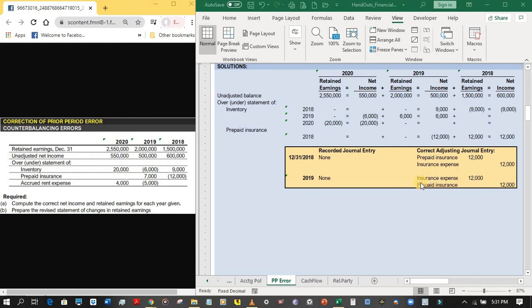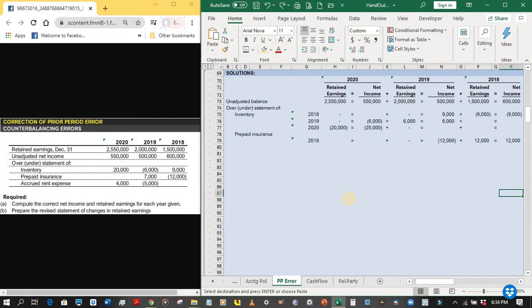However, because of the entity's failure to prepare these journal entries, the insurance expense was erroneously recorded in 2018. That is why the 2018 net income is understated, because the insurance expense was erroneously recorded in 2018. And since the entity did not record the insurance expense in 2019, the 2019 net income is overstated. So now let us proceed to 2019.